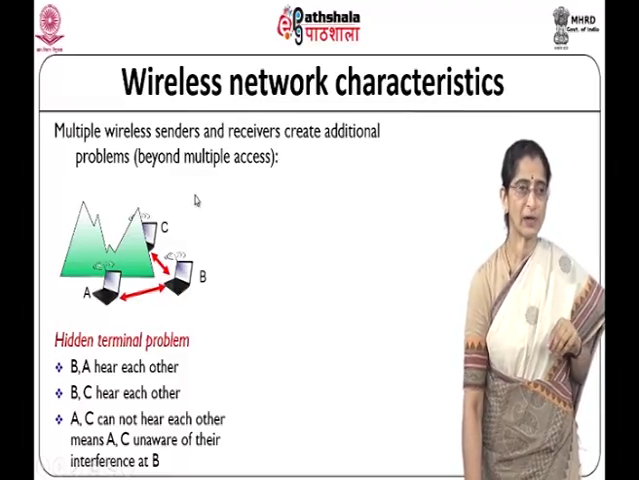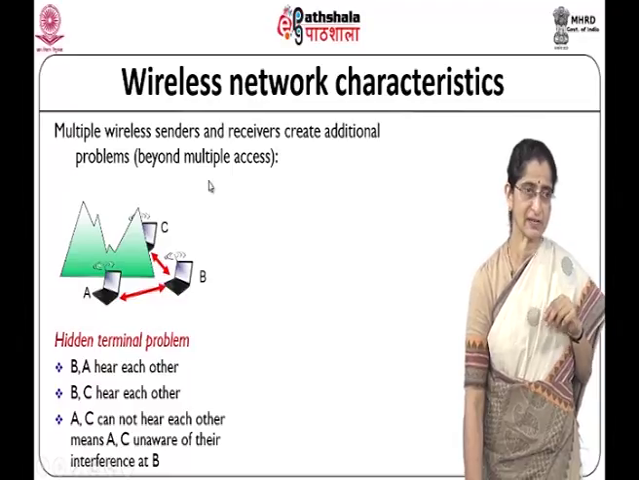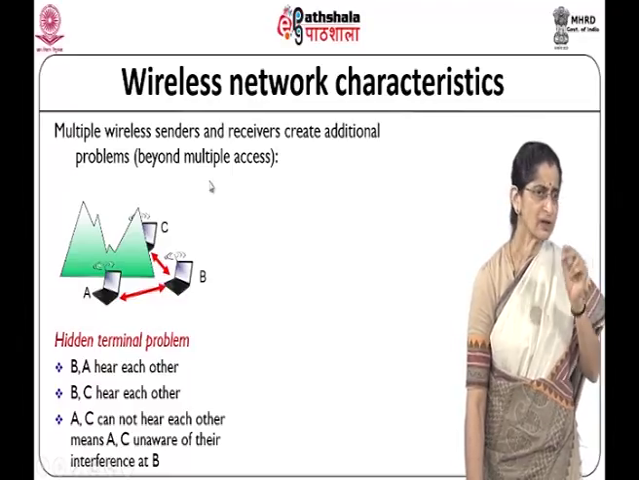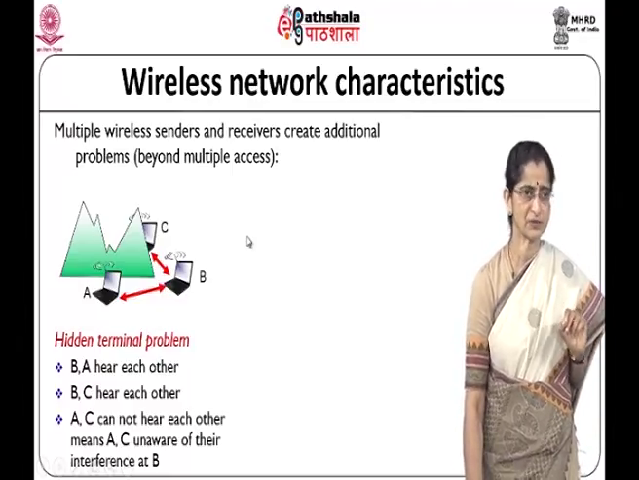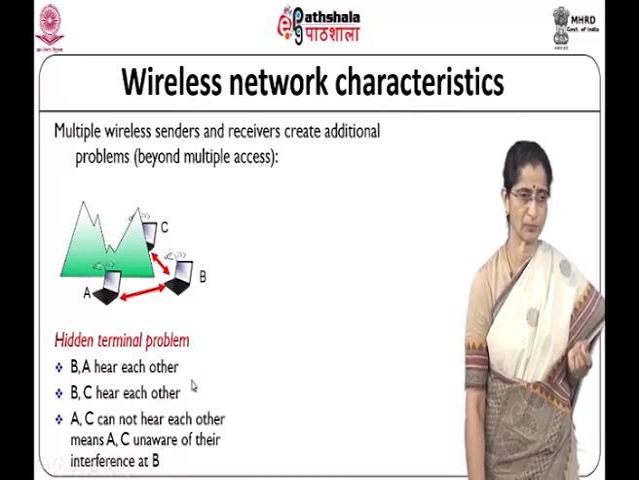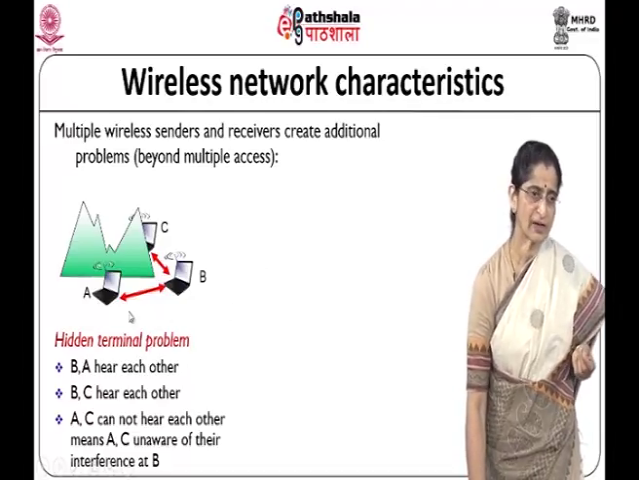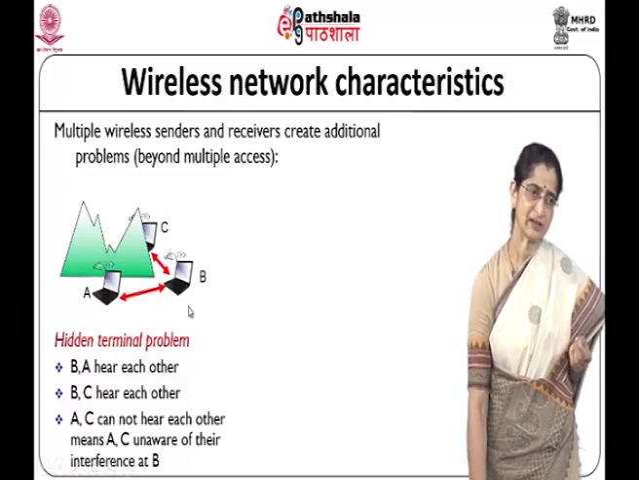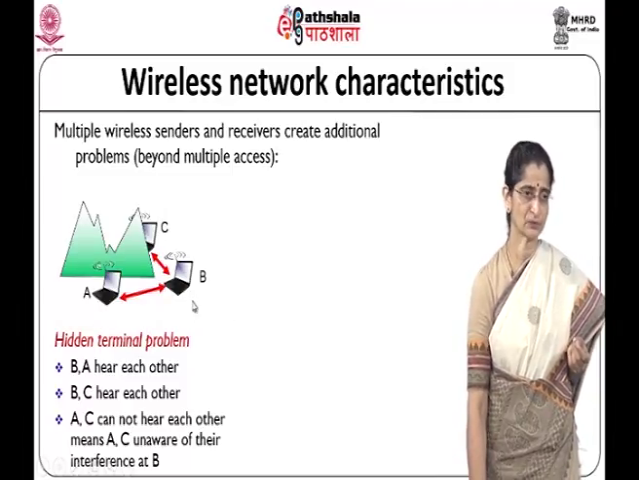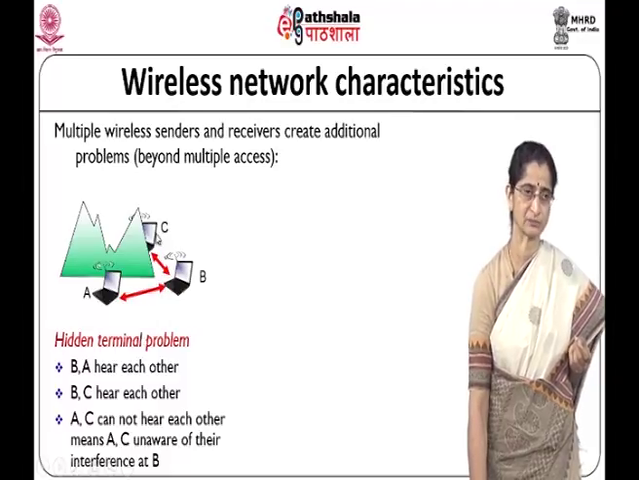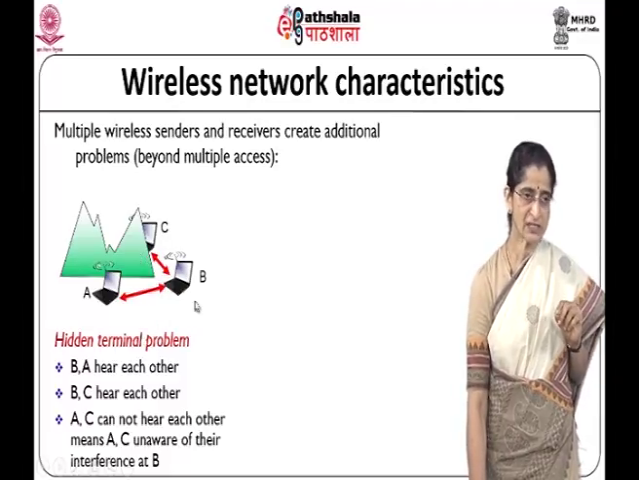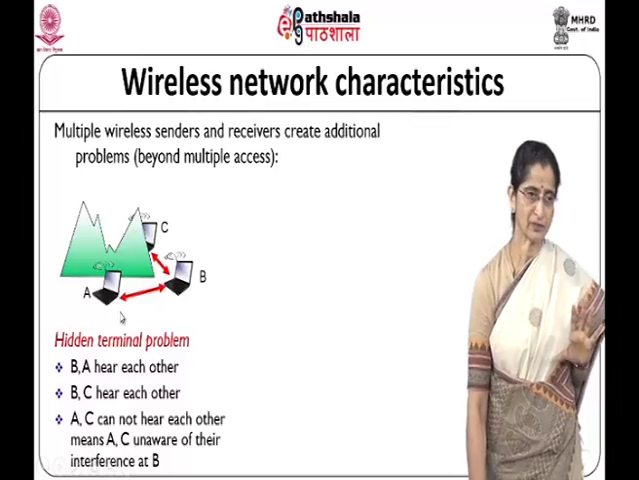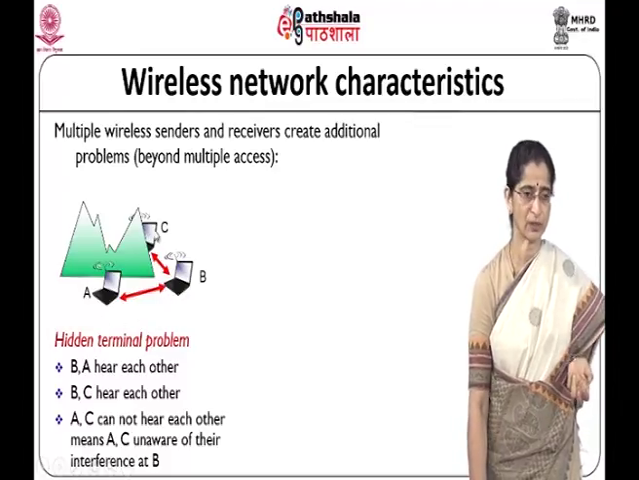Okay. So when you have multiple access, that causes additional problems. One of the very common problems that we talk about is the hidden terminal problem. This is a situation where, for instance, you have these 3 nodes B, A and C. Let us say B and A can hear each other, B and C can hear each other, but A and C cannot hear each other, which means if C is transmitting to B, A will be unaware of it, and if A is transmitting to B, C is unaware of it.